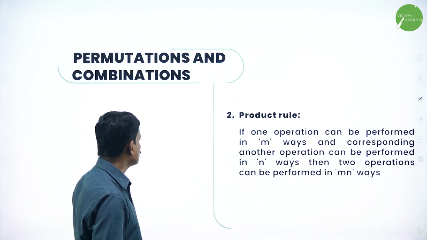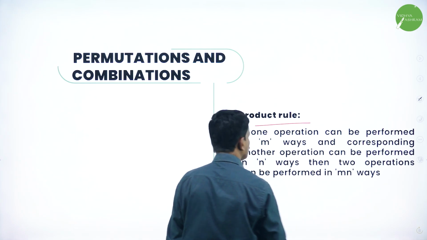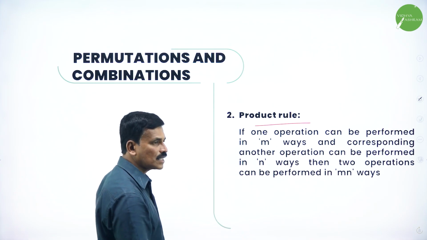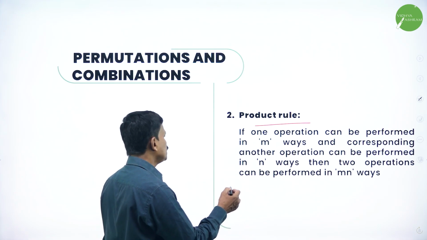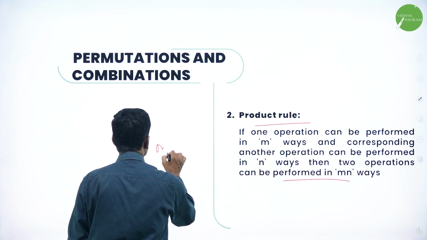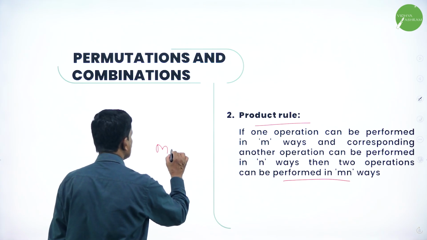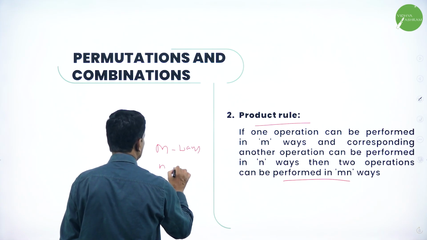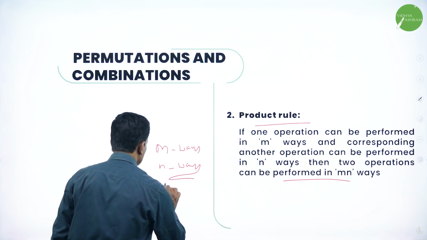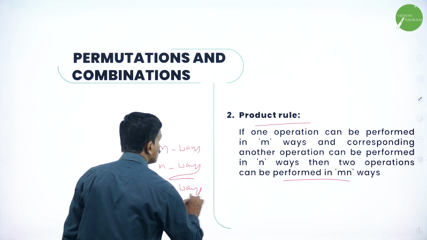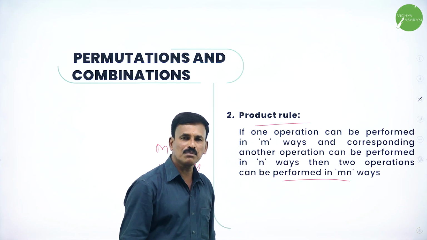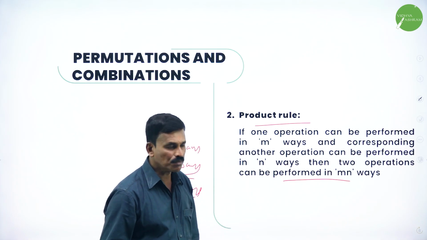Now, let us move on to the next one, the product rule. What is this product rule? If one operation can be performed in m ways and another corresponding operation can be performed in n ways, then the two operations can be performed in mn ways. Suppose one operation can be done in m ways, another operation can be done in n ways, then the two operations can be performed in m into n ways. This is called the product rule. One is the addition rule, in which it is m plus n, whereas in the product rule, it is m into n. Now, let us take a problem on this.